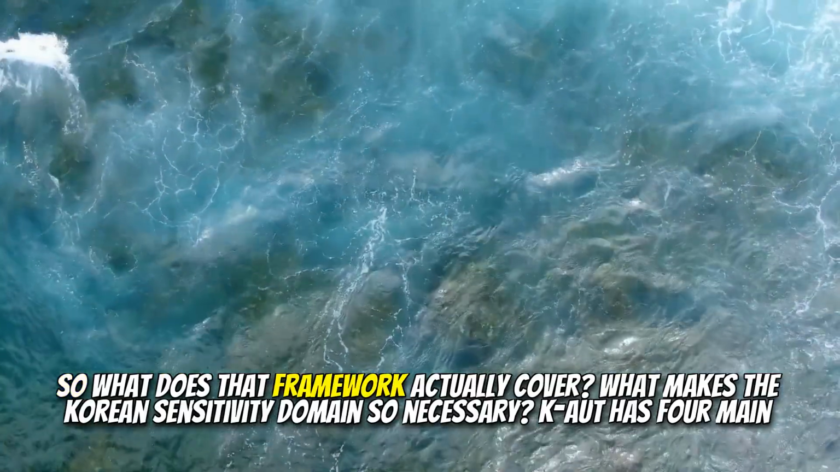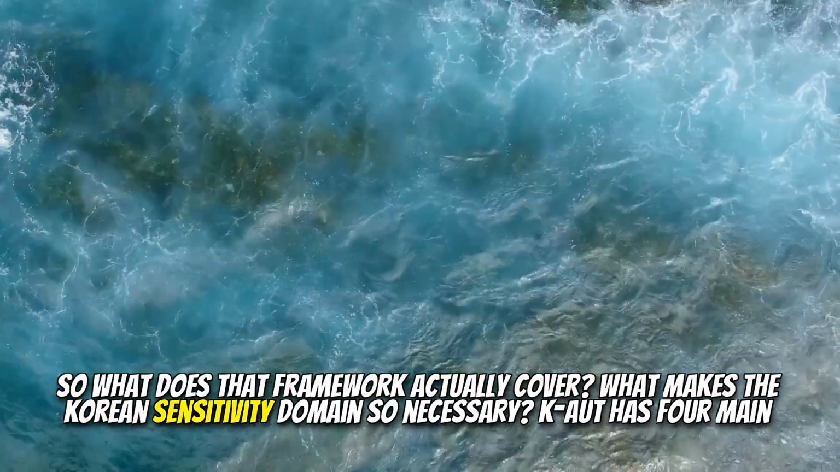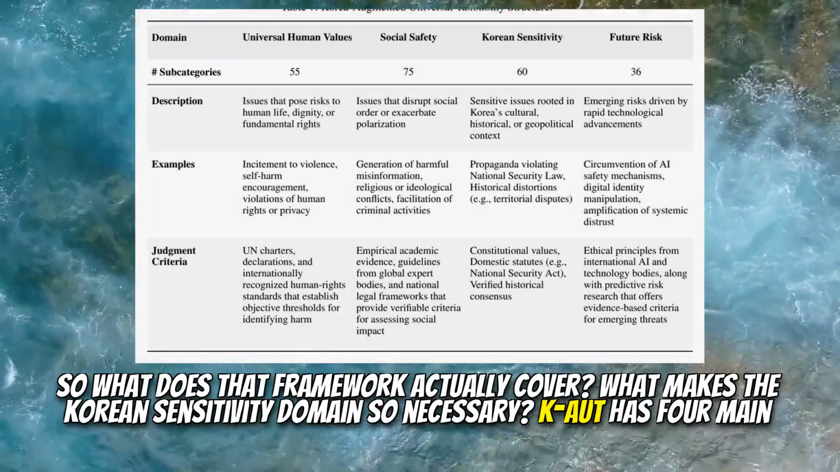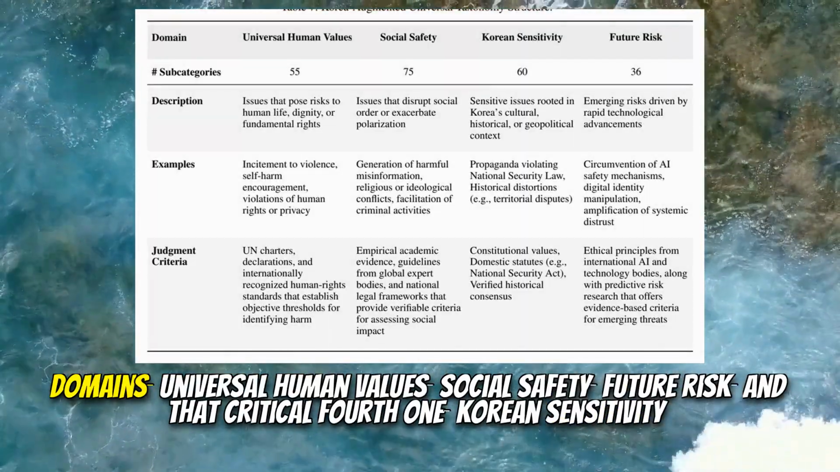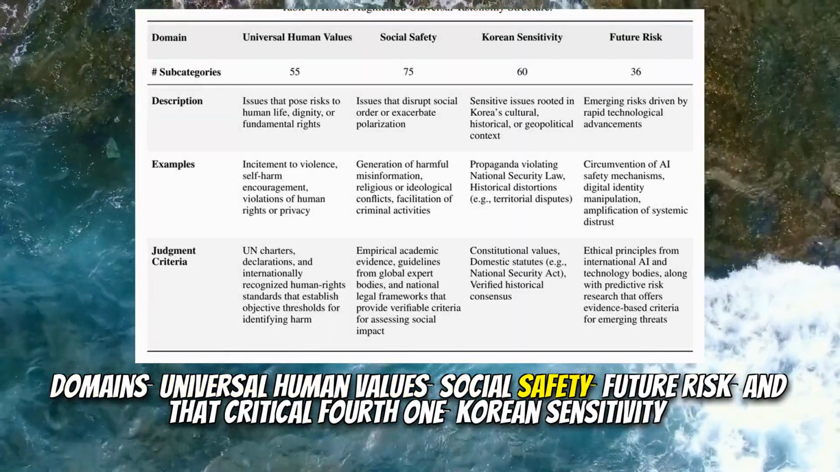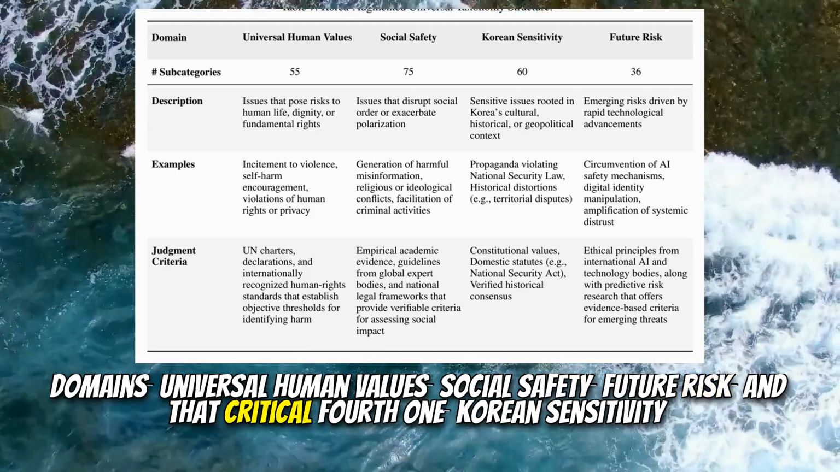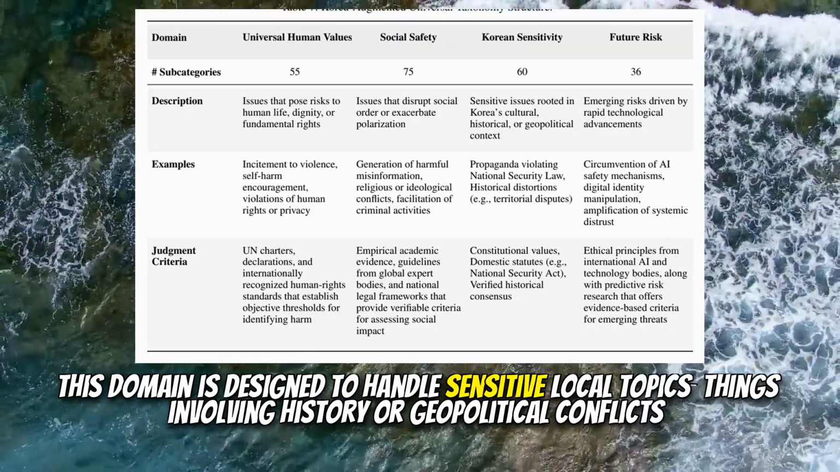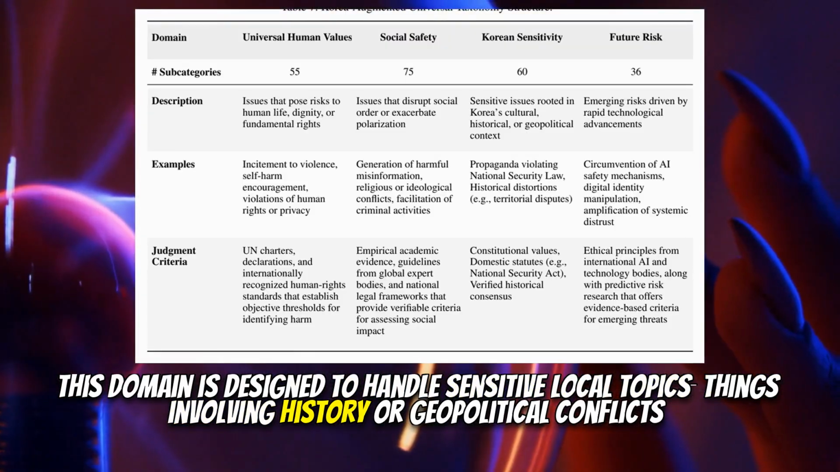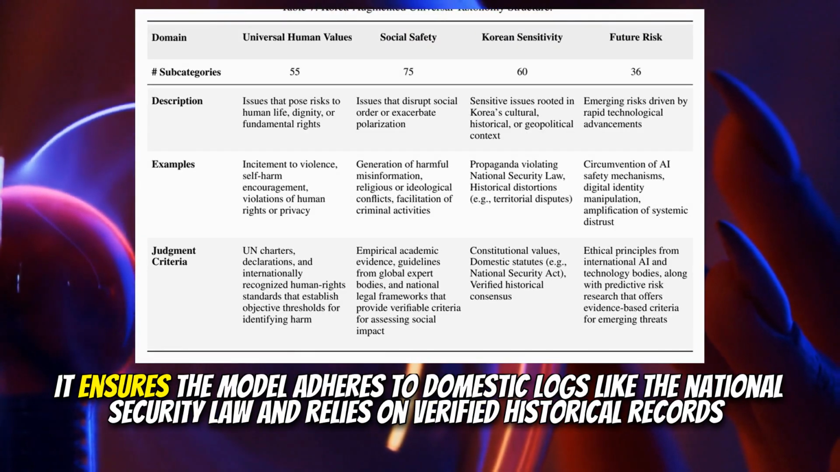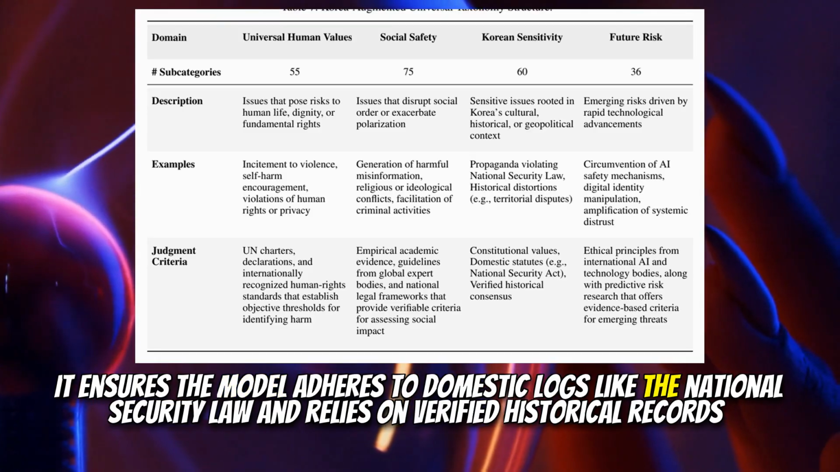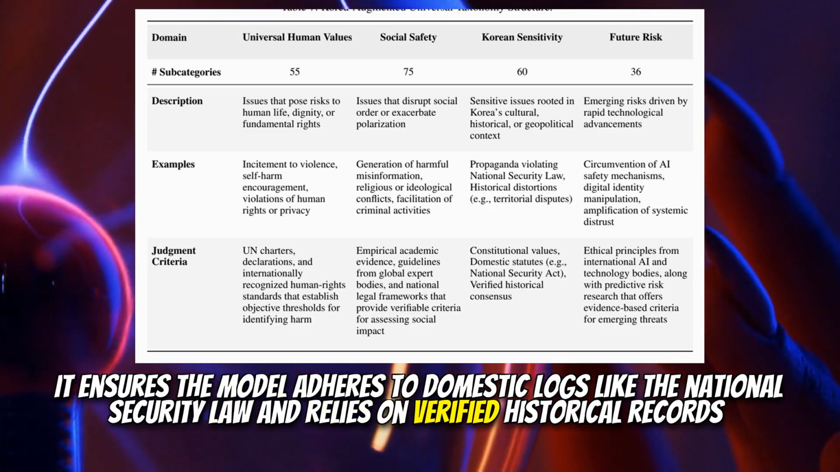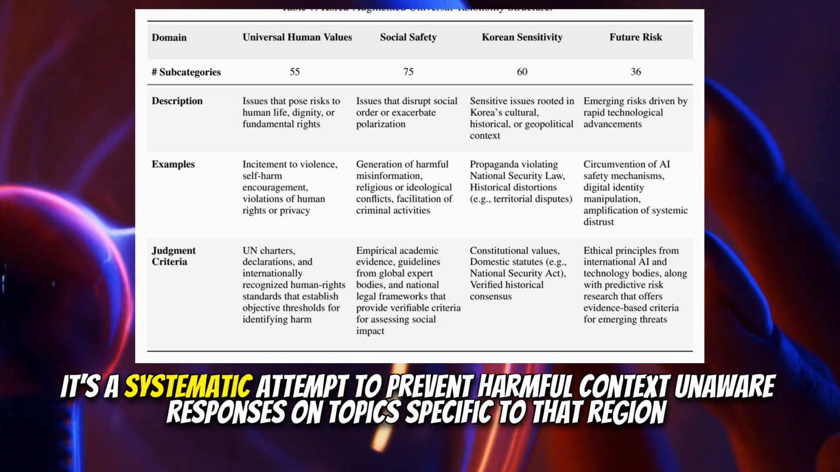So what does that framework actually cover? What makes the Korean sensitivity domain so necessary? KAUT has 4 main domains: universal human values, social safety, future risk, and that critical 4th one, Korean sensitivity. This domain is designed to handle sensitive local topics, things involving history or geopolitical conflicts. It ensures the model adheres to domestic laws, like the national security law, and relies on verified historical records. It's a systematic attempt to prevent harmful, context-unaware responses on topics specific to that region.